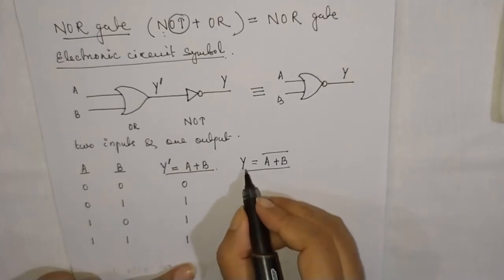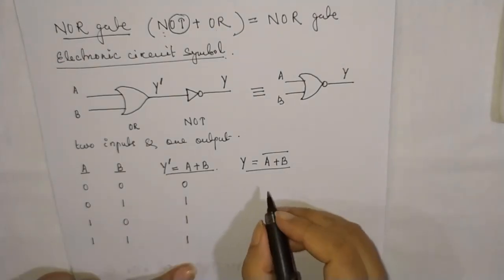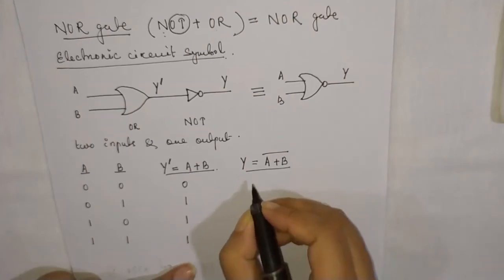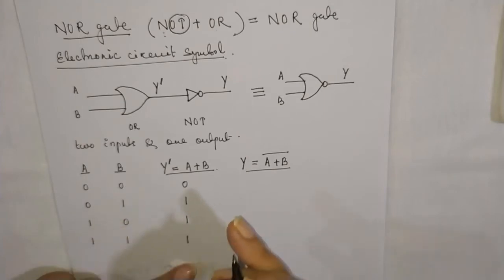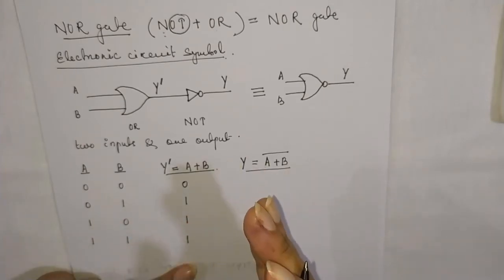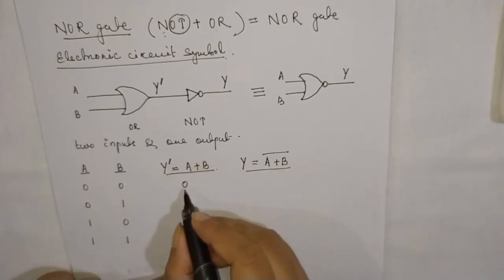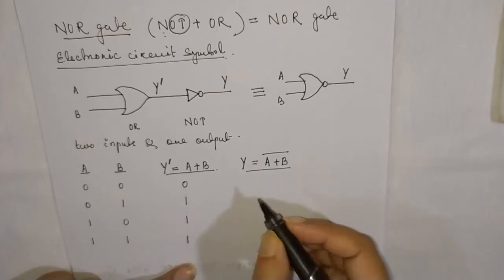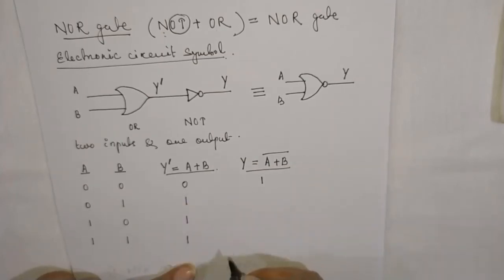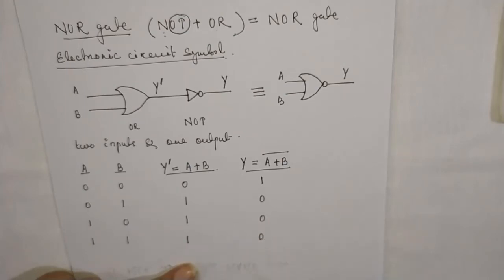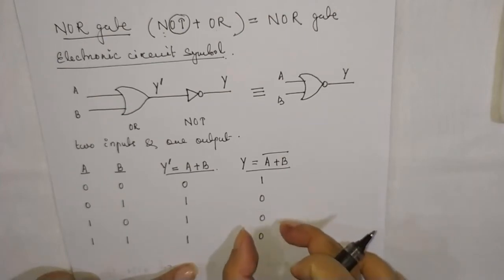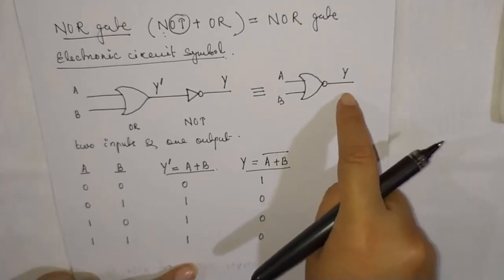Now what is my Y? Y is the output of the NOR gate. So the output is the inverse of this, Y prime. The inverse of Y is going to give me the output of the NOR gate. So now the inverse of 0. What is the inverse of 0? That is 1. What is the inverse of 1? That is 0. Likewise, the last one is also equal to 0. So this last one is the output that we are going to get here.